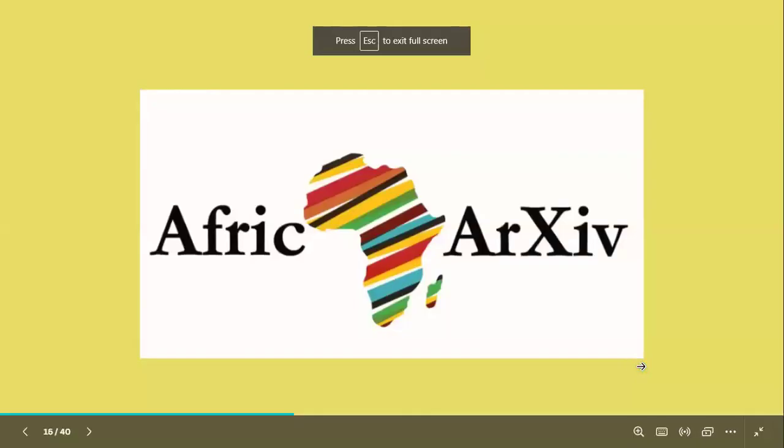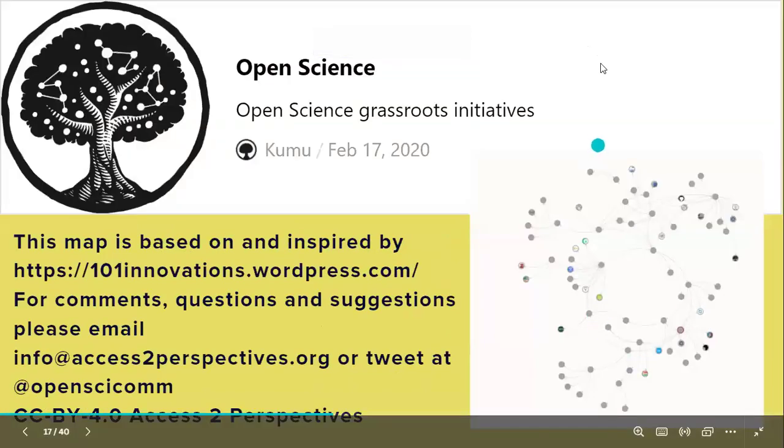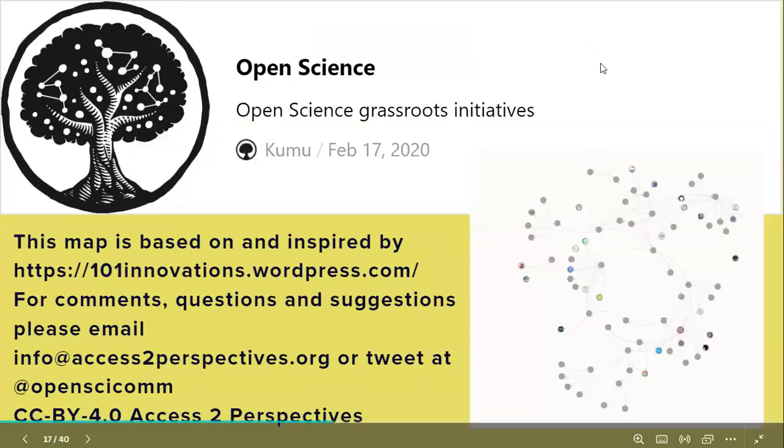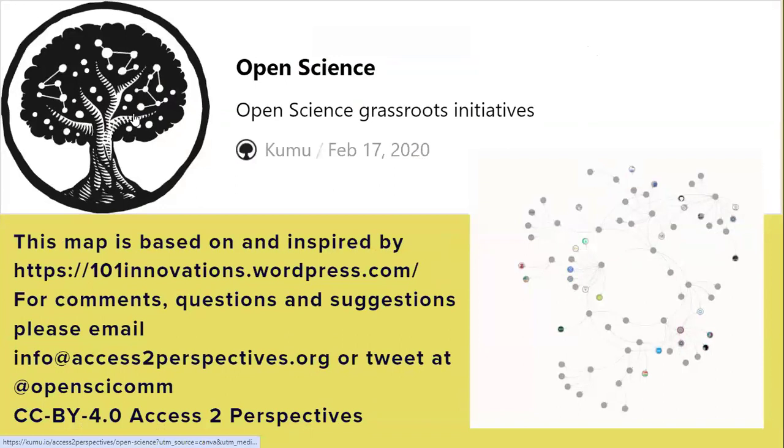So yeah, this is Africa Archive. In addition, they developed this map about open science based on data they collected from the 101 Innovations WordPress.com. And yeah, a link.